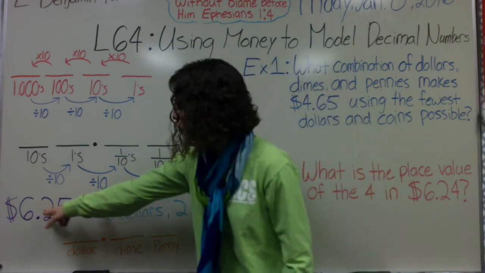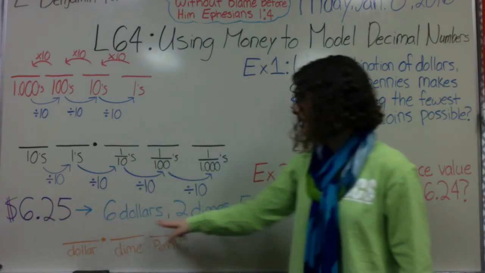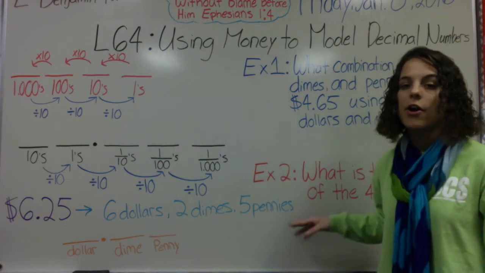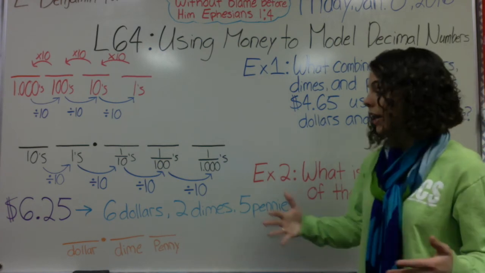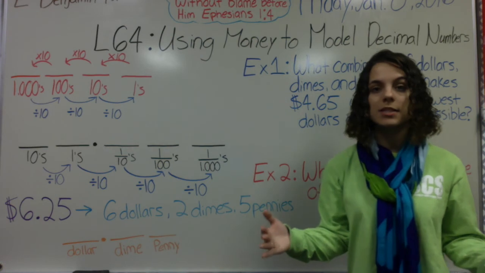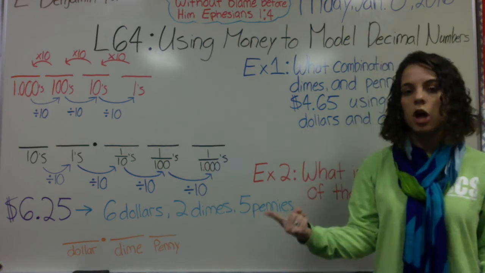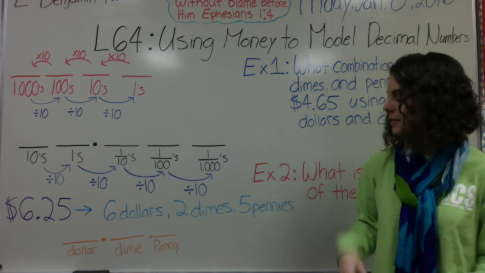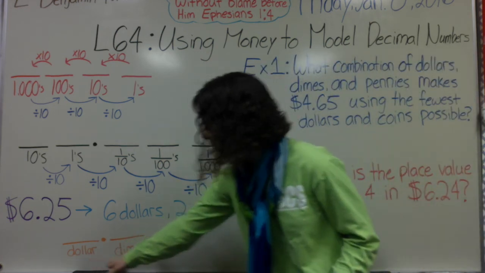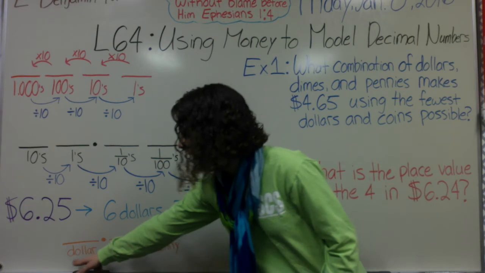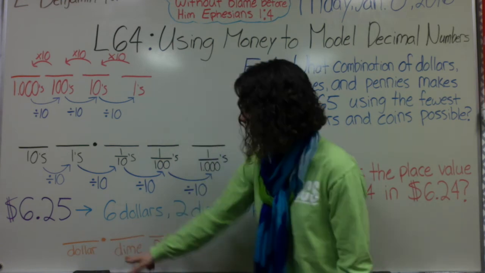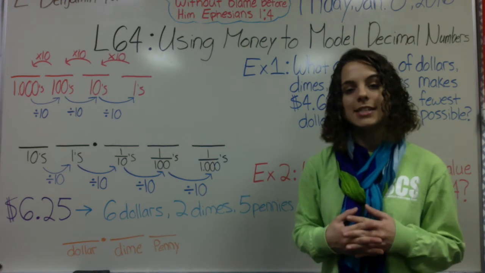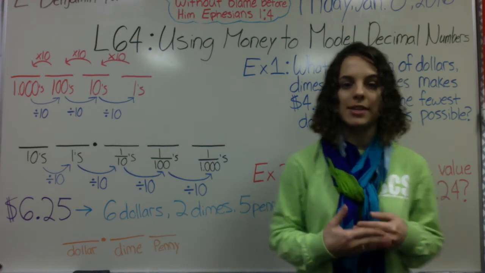So $6.25 breaks down to $6, 2 dimes, and 5 pennies. That's how I would sort it out, with as few coins and dollars as possible, using only $1 bills and dimes and pennies. So again, this is another visual. There's our dollar amount, and we use just single dollars. And we have our dimes and we have our pennies. So this is how the dollars and cents relate to decimal places.